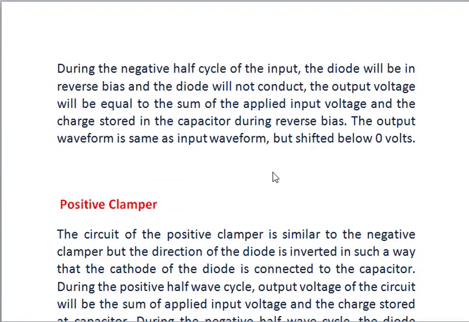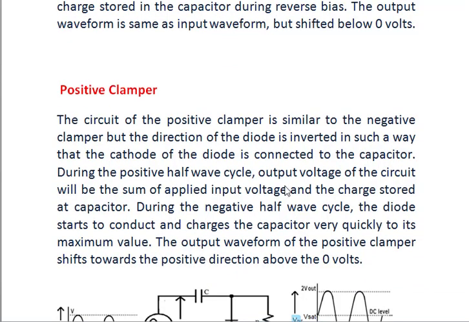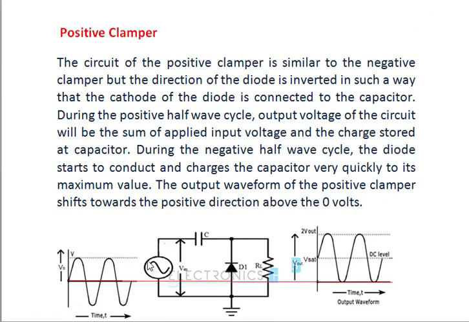Now we will see the positive clamper. What is a positive clamper? The circuit of a positive clamper is similar to the negative clamper, but the direction of the diode is inverted in such a way that the cathode of the diode is connected to the capacitor. See here, this is the voltage waveform generator. This is a capacitor. Now the direction of the diode has changed, and this is the output load resistor.